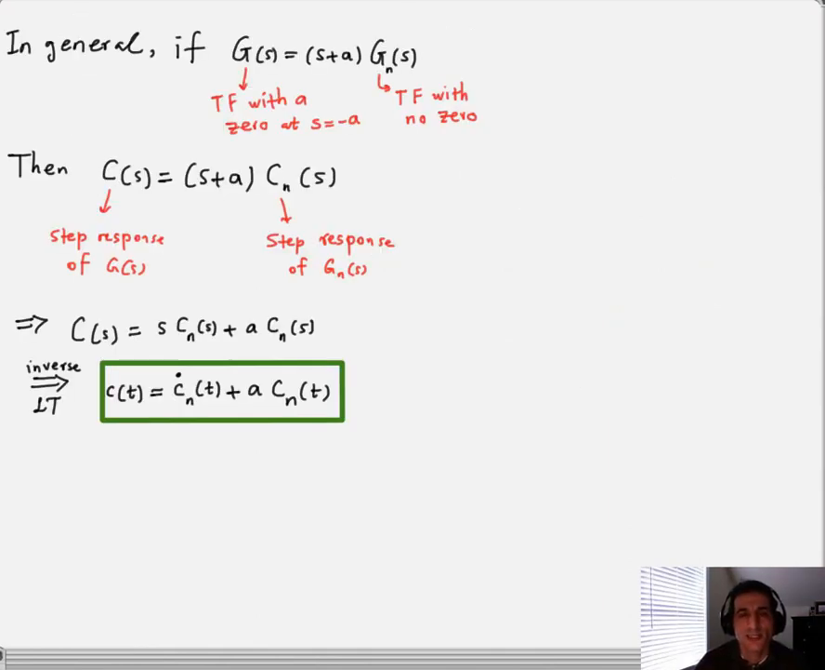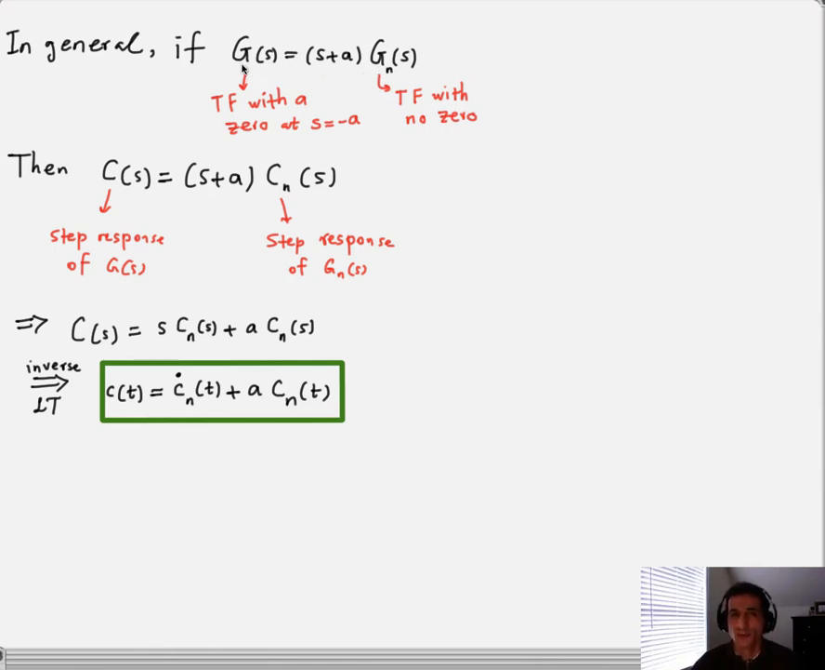Now let's consider that you have a transfer function Gn that has no zero, and you just add one zero to it, at the location s equal to -a. Therefore you have another transfer function G of s, which shares the same poles as the transfer function Gn, and as far as the zero, it just has one zero located at s equal to -a. Then in order to find, let's say, the step response, it is going to follow exactly the same equation.